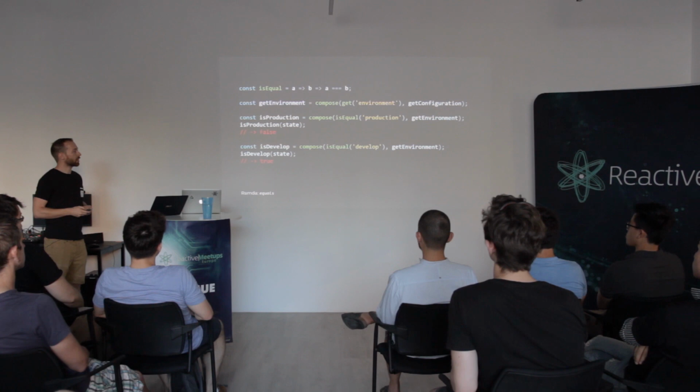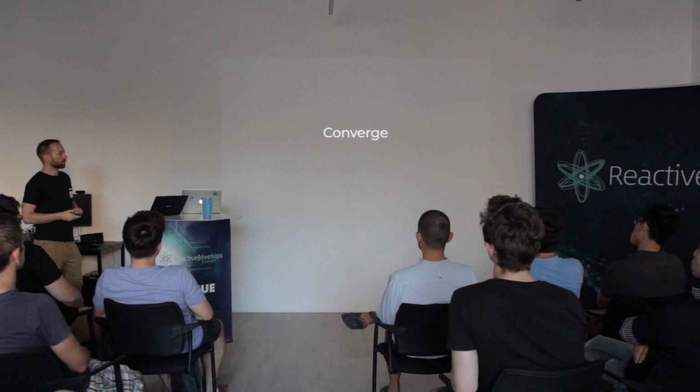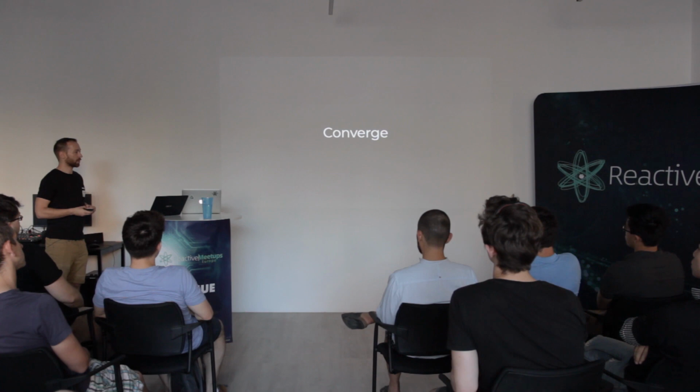But you probably can't create that many selectors with just one input. You probably need more than one selector to actually get something done, or you probably want to derive from multiple sources. So we can get to the next step, which is something I called the converge pattern, based on how the function we will use is named in Ramda.